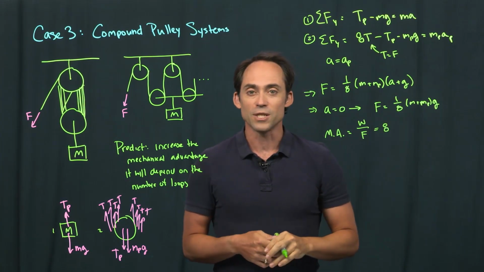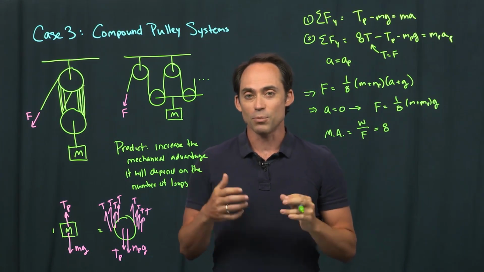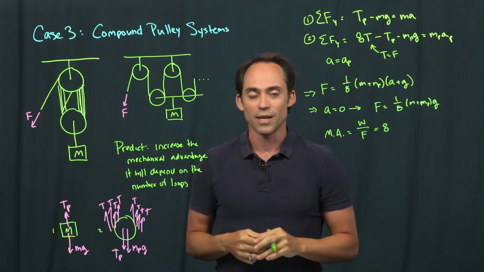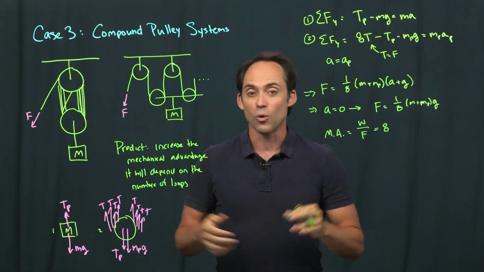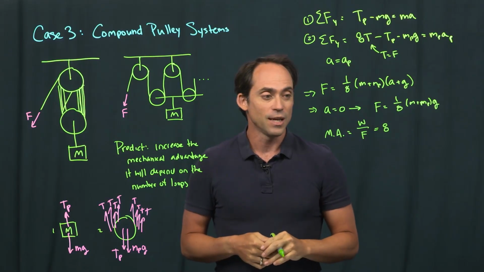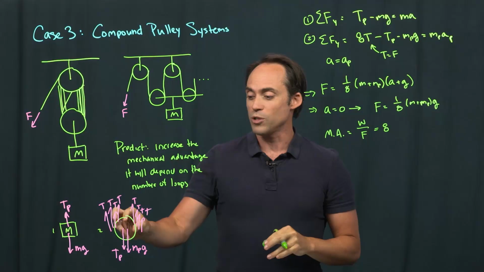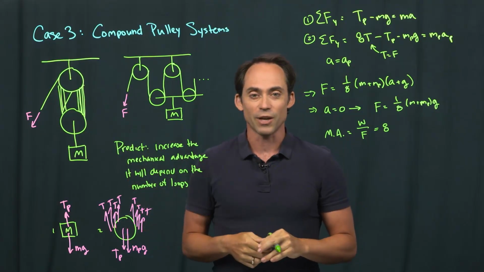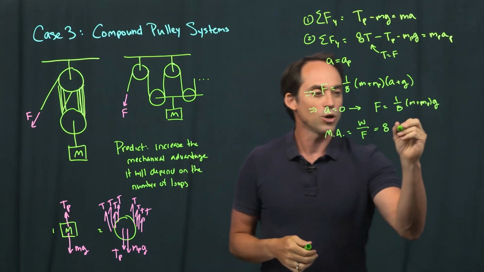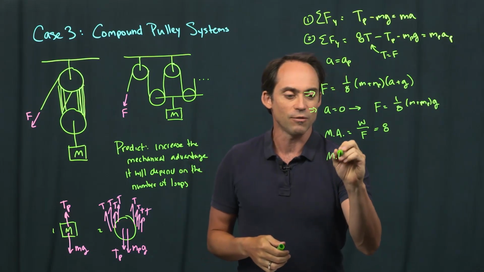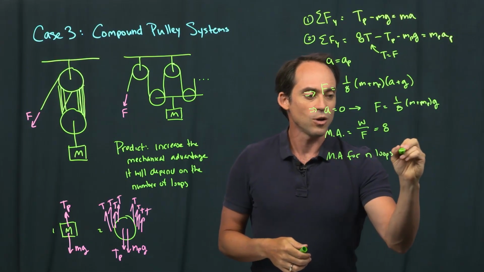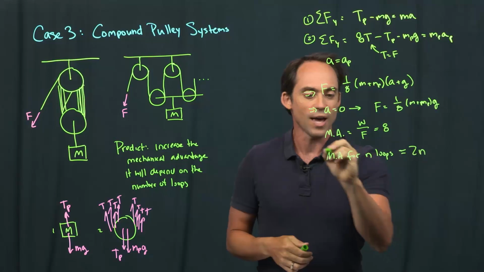So we've greatly increased the mechanical advantage. I only have to put a force equal to 1/8 of the total mass of the pulley wheel and the thing that I'm holding in order to hold this thing up without letting it fall. And as you can see, we've done 4 strings, we've got a mechanical advantage of 8. When we had 1 string, we had a mechanical advantage of 2. And so we can more generally write down that the mechanical advantage for n loops is going to be something like 2n.